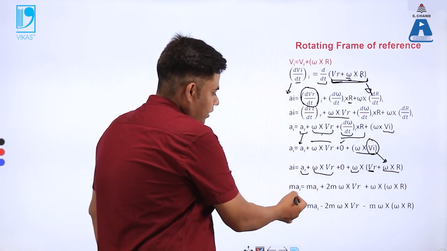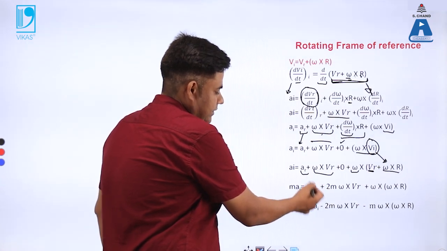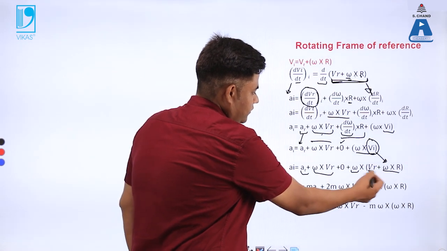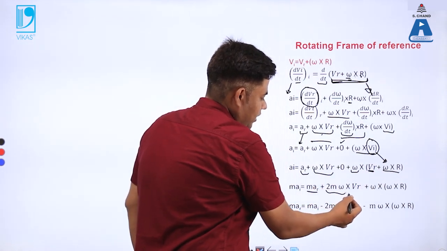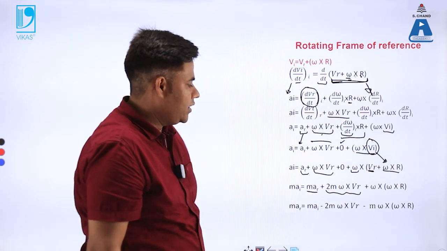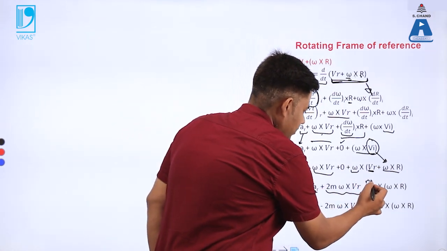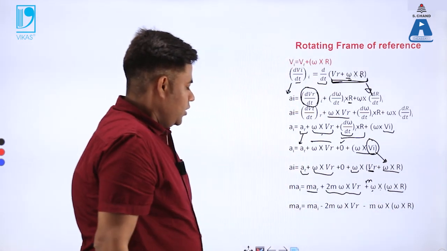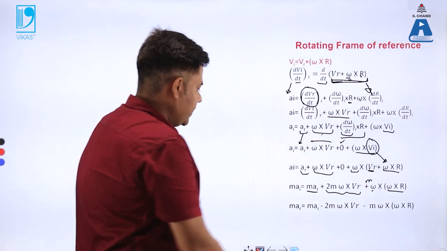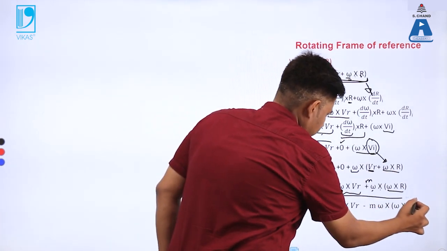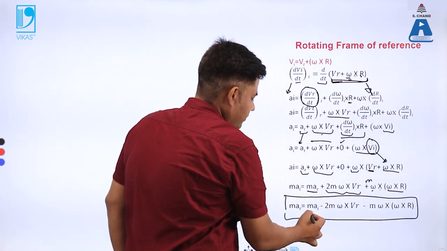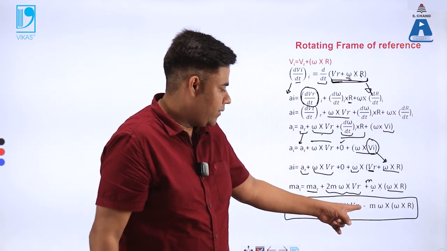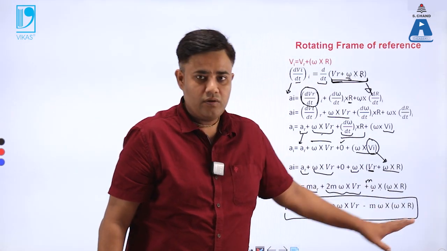So it becomes m into a_i, this becomes m into acceleration for the rotating frame of reference, plus 2 times, because when I solve this expression I will get 2 times omega cross v_r. So mass is multiplied there, and here also I will multiply the mass, omega cross omega cross r. So what happens, I will get this final expression which is m a_r, that would be equal to m a_i minus 2m omega cross v_r minus m omega cross omega cross r.